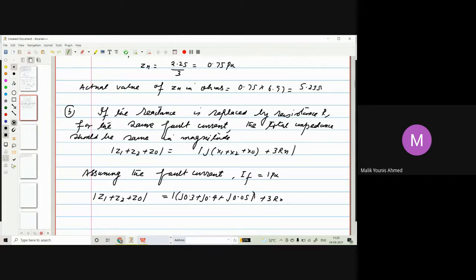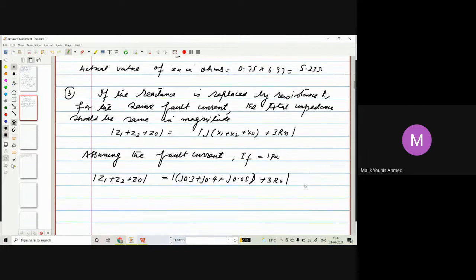This is in bracket. Why Rn? Rn is a real quantity only. Okay, so IF in this case will be, sorry, just a second, let me switch on the battery. Charge is not there.